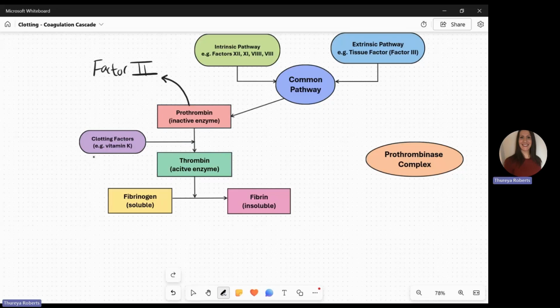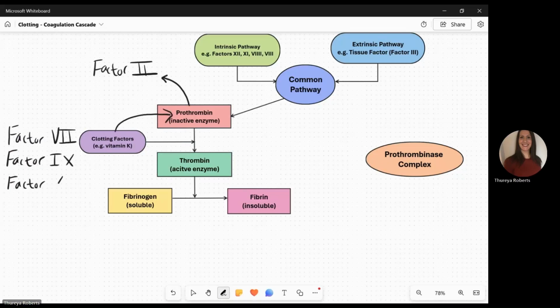Key clotting factors include factor 2, which is prothrombin itself, as well as factor 7, factor 9, and factor 10. These factors are produced in the liver and their production depends on vitamin K. Without vitamin K, these factors wouldn't function properly and the clotting process would be impaired. This connection between clotting factors and prothrombin ensures that the process is tightly regulated and only activated when necessary.